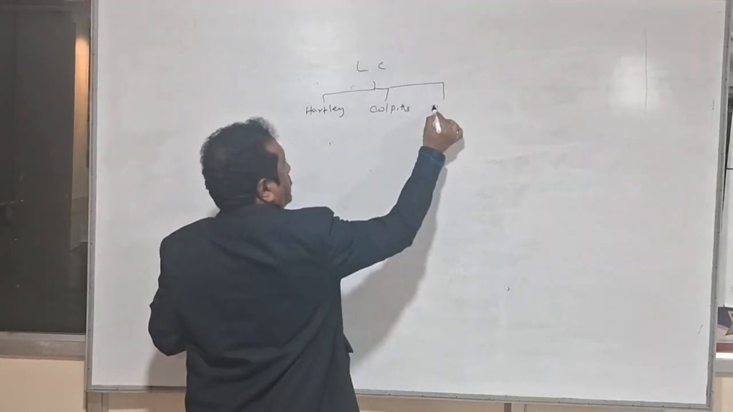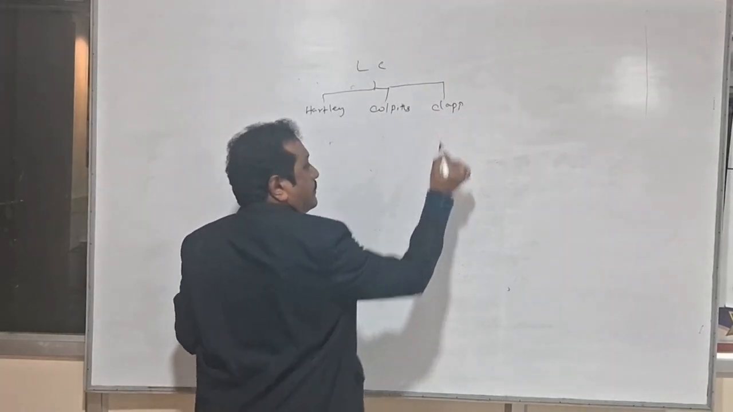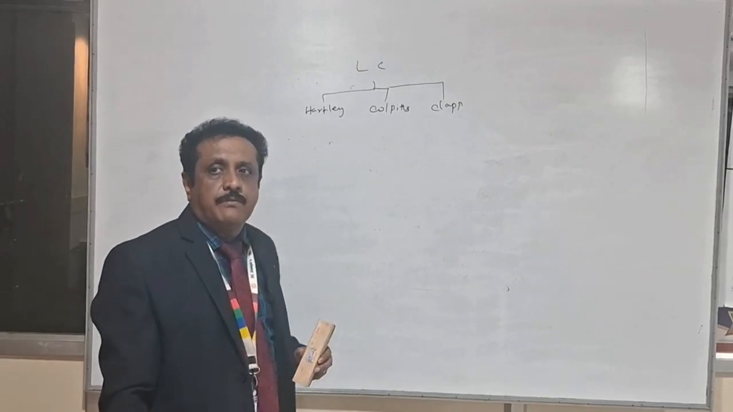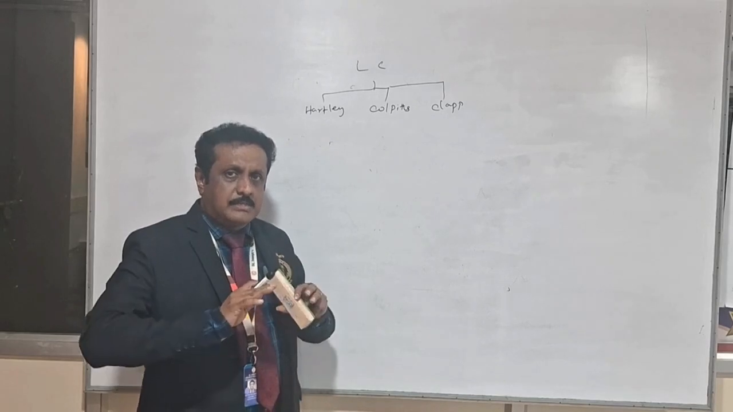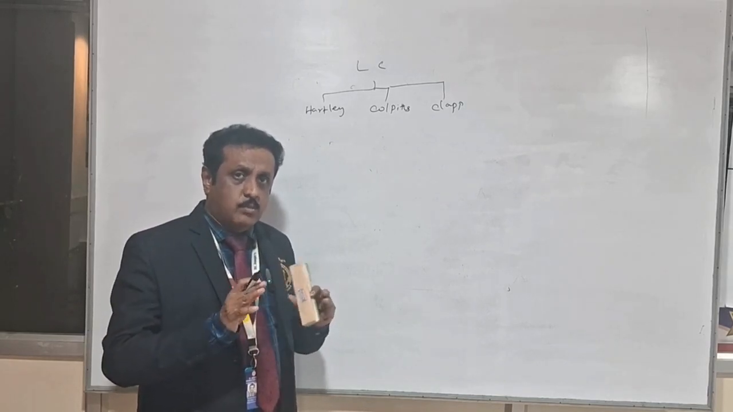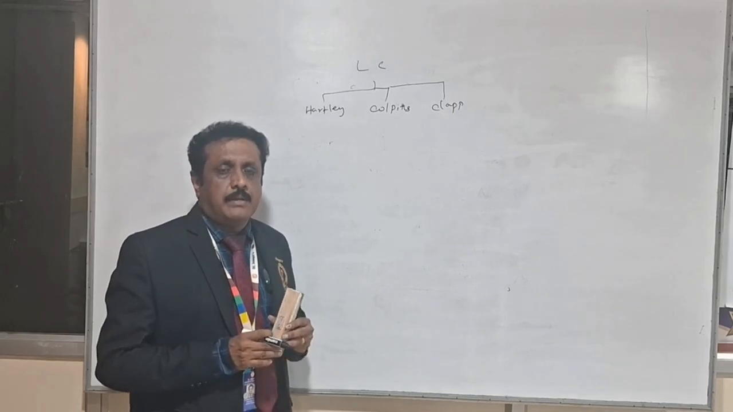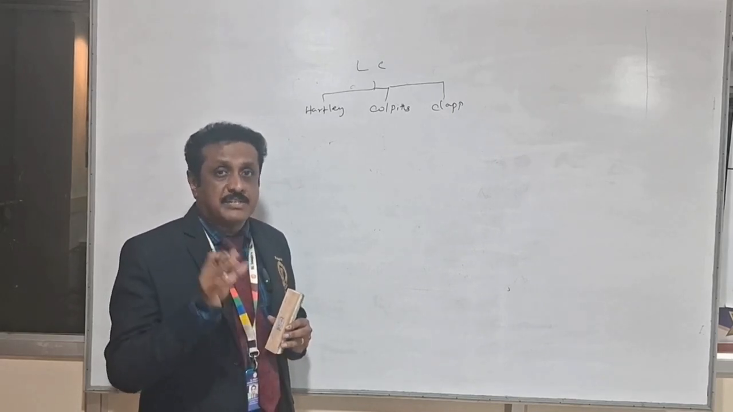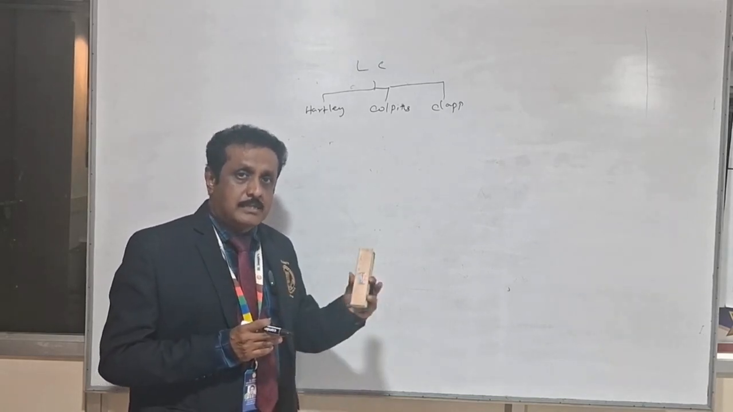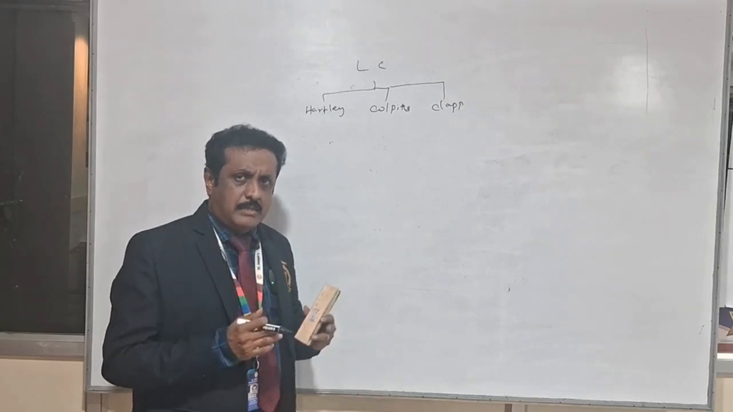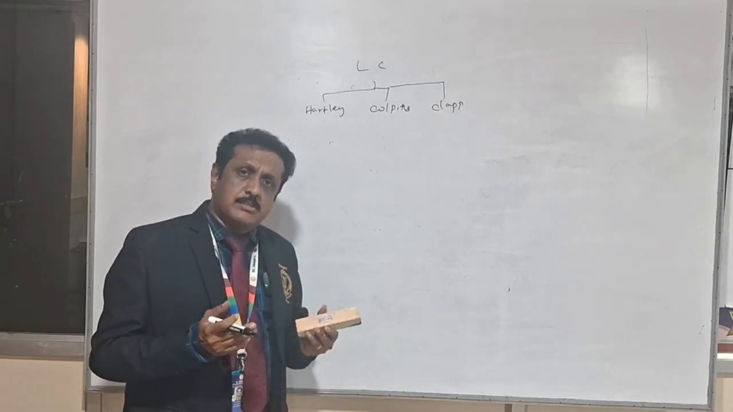And the third one is the Clapp oscillator. There are three types of LC oscillator. What is the difference? All three oscillators work the same way. The only difference is the construction, that is, the tank circuit and feedback network, because, as I said earlier, the oscillators utilize positive feedback.